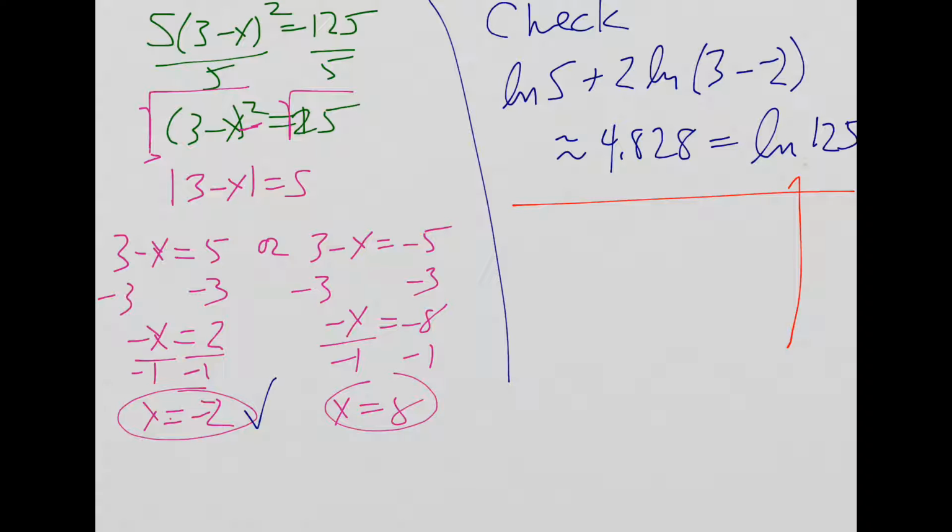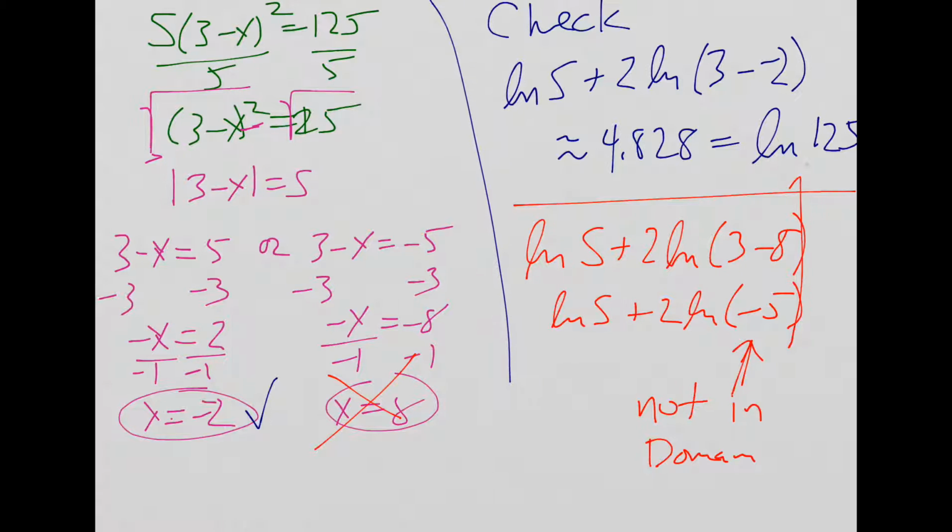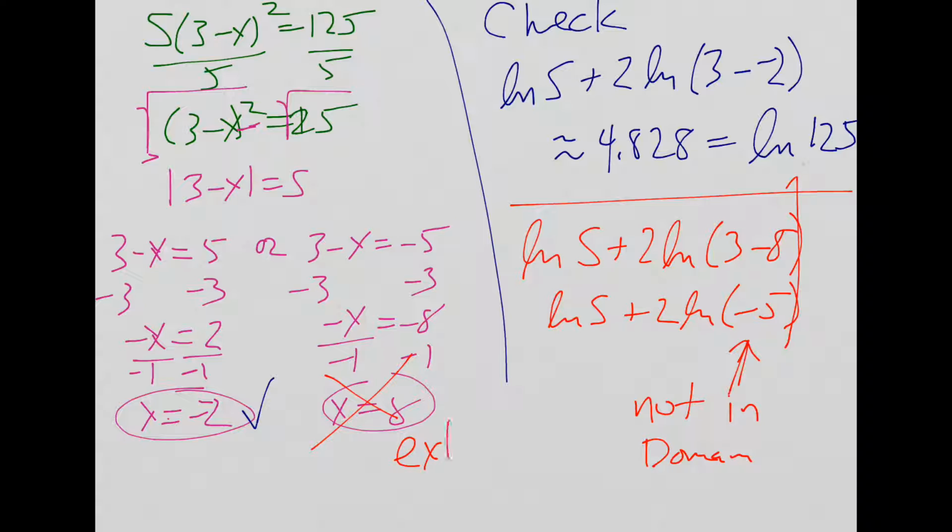But when I come along and check the natural log of 5 plus 2 times the natural log of 3 minus 8, and I plug that into my calculator, I'm going to get 3 minus 8 is negative 5, and I'm taking the natural log of a negative 5. This is not in the domain. So negative 5 does not work. It is not a correct answer. This is something that we refer to as an extraneous answer.